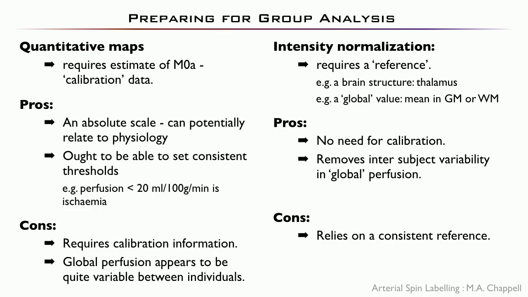So there are cases where you might want to intensity normalize, which then avoids the need for calibration, to allow you to at least look at local variations and local differences. But you have to be a little bit careful that you have a consistent reference for doing that. And then, of course, you've thrown away some of the advantages of having a global absolute measure because you can no longer detect global changes. So, for example, if you're looking at a pharmacological study, you've thrown away the ability to see whether the drug has a global change in perfusion.